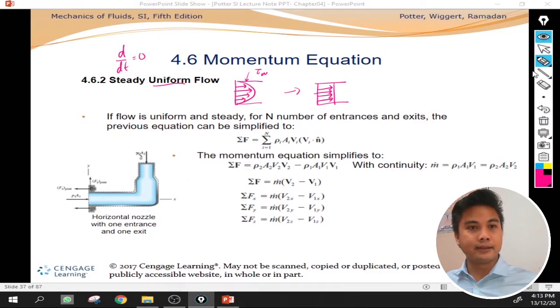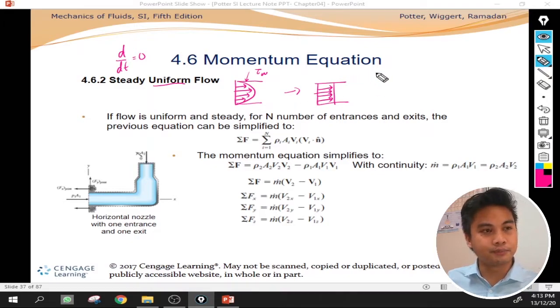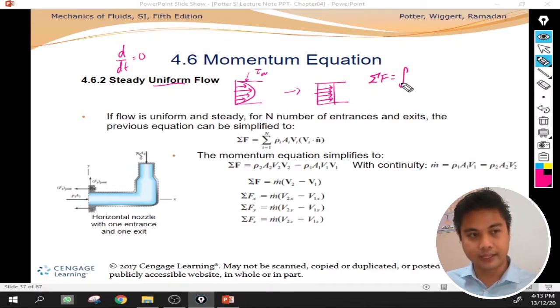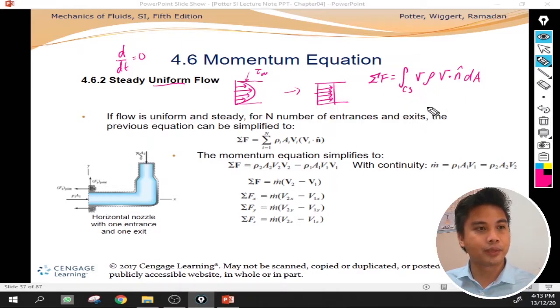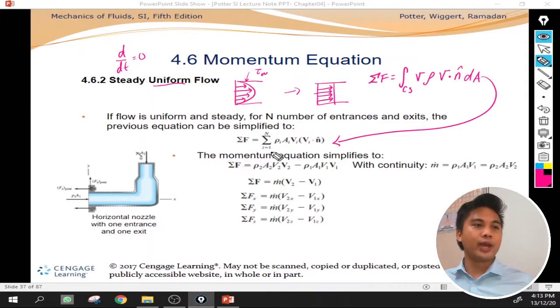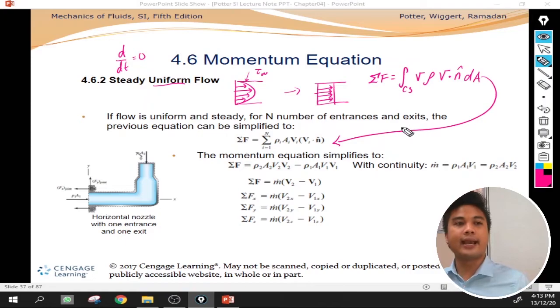we will expand further the previous equation, equal to the integral of the control surface, alright, velocity multiplied with density, and velocity dot product with n, the normal surface dA. So this equation we convert into this form, the summation form. So n refers to the number of entrances and exits.